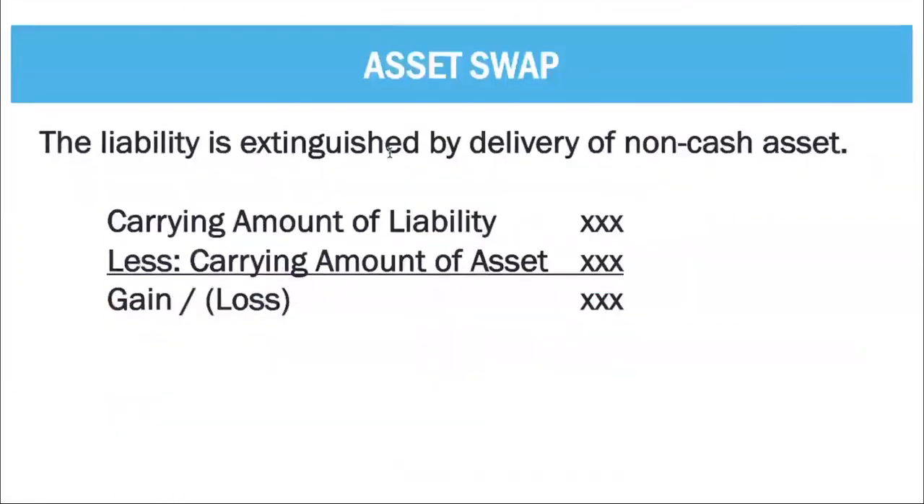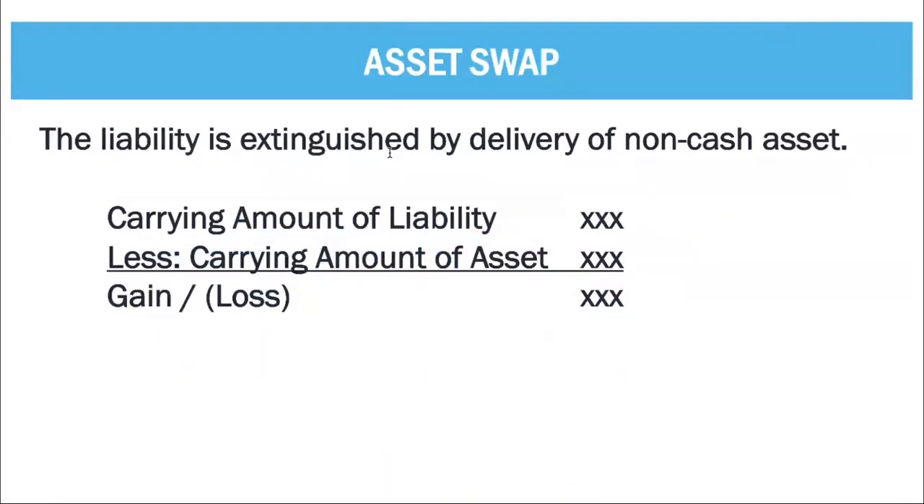Another is your asset swap. In your asset swap, you will transfer an asset to a particular creditor. What do we call this one? In your obligation, the Dacion en Pago. Anyway, we are not in obligation, but it's called the Dacion en Pago. In your Dacion en Pago, the liability is extinguished by the delivery of your non-cash asset. So what do you do? You transfer your non-cash asset in payment of your liability.